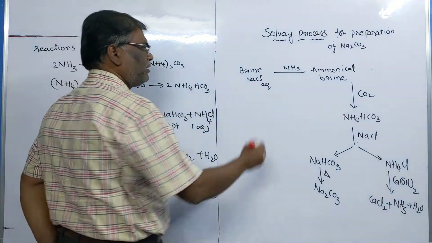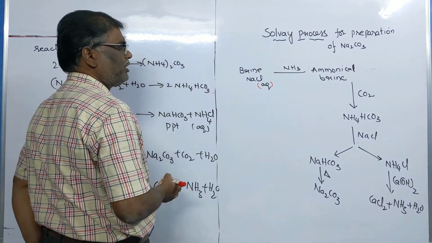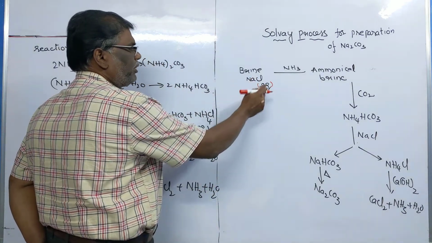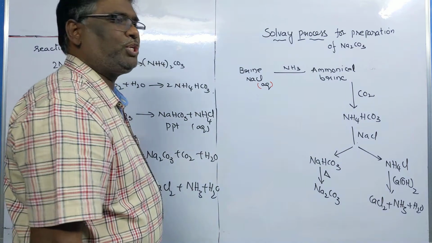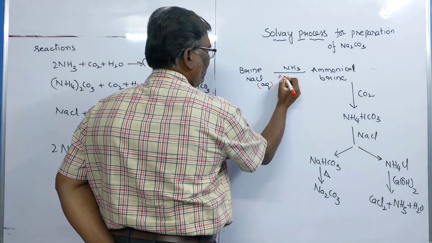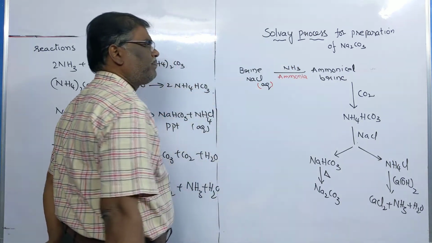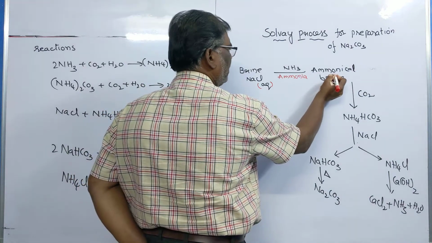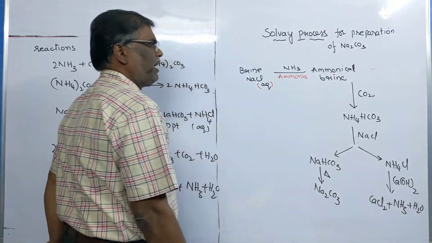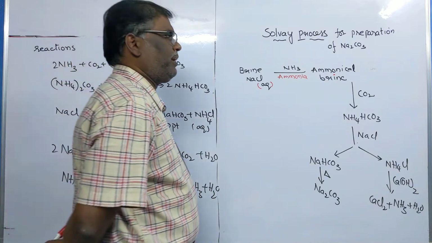First we take brine solution. What is called brine solution? Sodium chloride solution is called brine solution. Now it is saturated with ammonia. That is called ammoniacal brine. The brine saturated with ammonia is called ammoniacal brine.